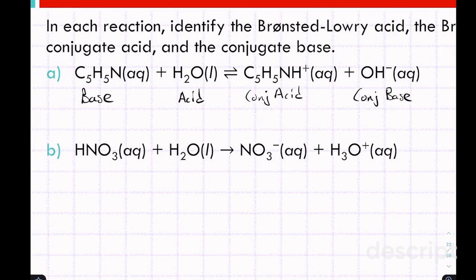So acids, bases, always always reactants. Conjugate acid, conjugate base, always products. Not necessarily in this order every time, right? The acid could be the first or the second compound in the reaction. So for B, which one is the acid?